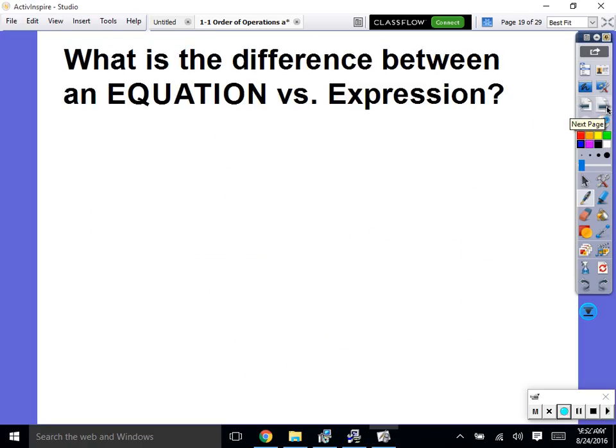Oh, it does say this on the worksheet. It says, what's the difference between an equation versus an expression? This is good to know. If I said 2x equals 4, that's an equation because of the equal sign. This could be on the test, because it's a good question to ask. Do you guys see what I mean by equation? It has an equal sign. An expression would be something like 2x plus 4, because there's no equal sign. Does that make sense?